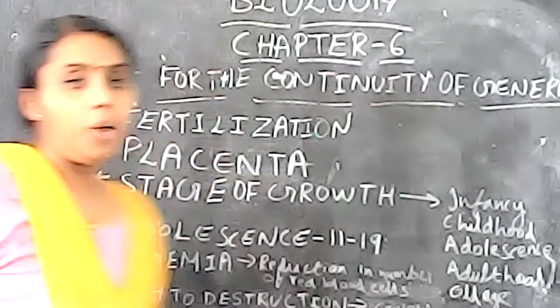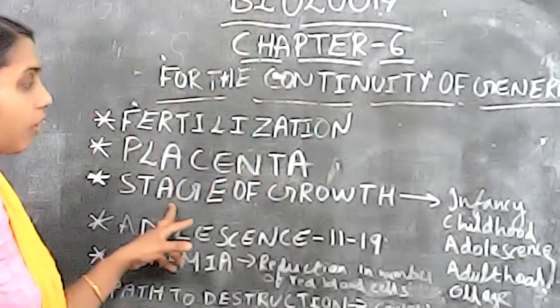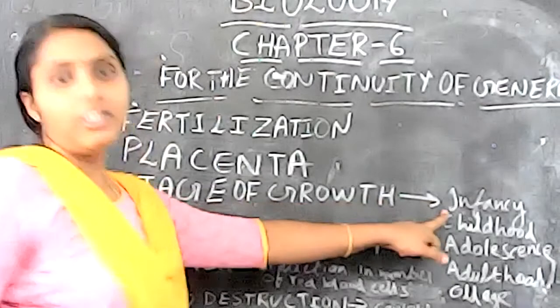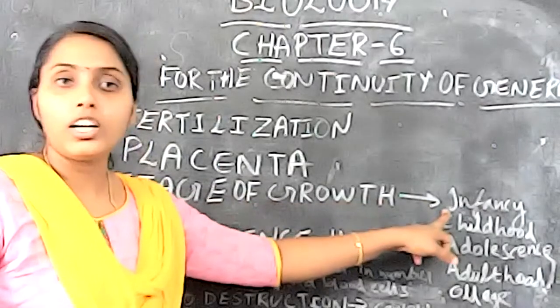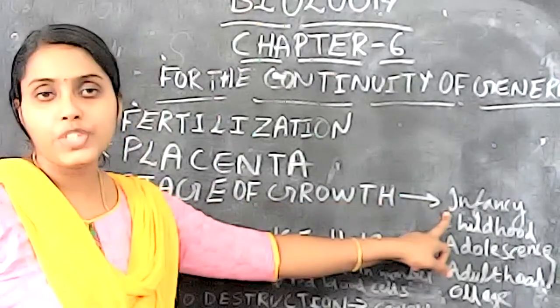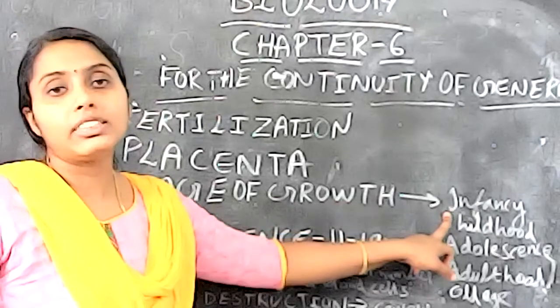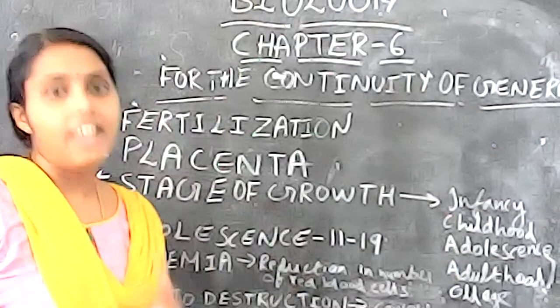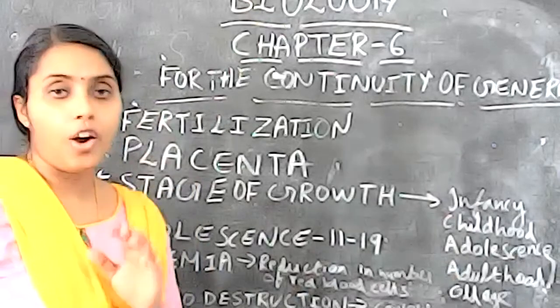The next topic is the stages of growth. The stages of growth are: infancy, first cell zygote. After that zygote, the embryo is formed. Then that embryo changes into a fetus. Then the fetus changes into a fully grown baby.